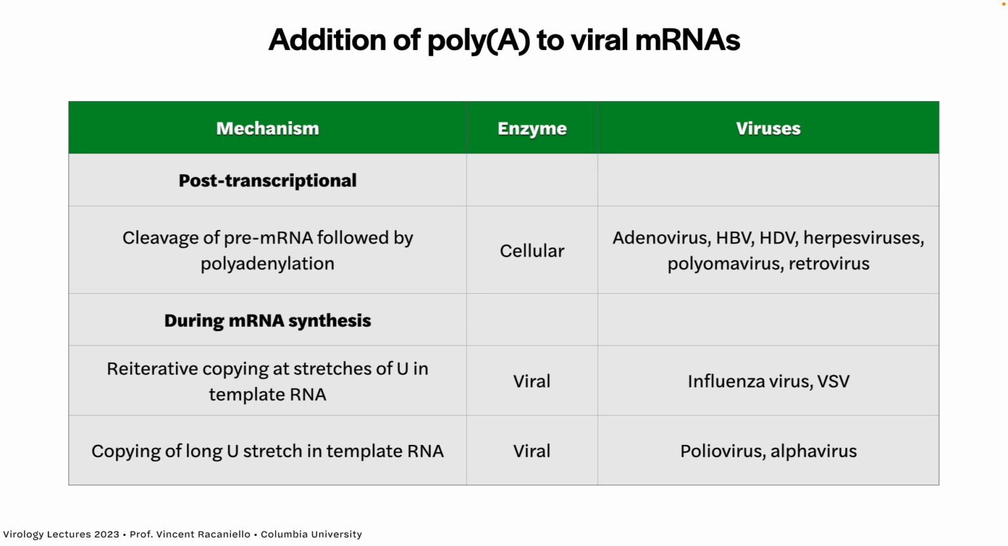For DNA viruses, it's cleavage of pre-mRNA followed by polyadenylation. And then for the RNA viruses, it's copying of U on the template, either reiteratively or by copying a long U stretch. So that's the distinction between DNA and RNA virus polyadenylation, okay?